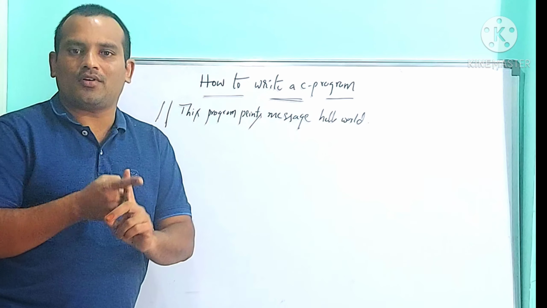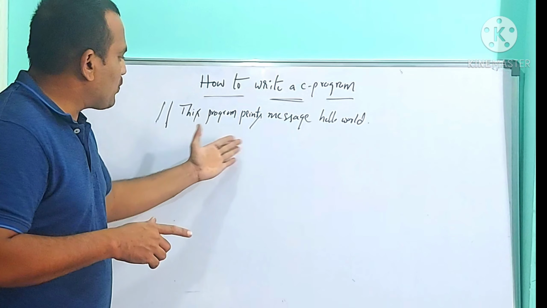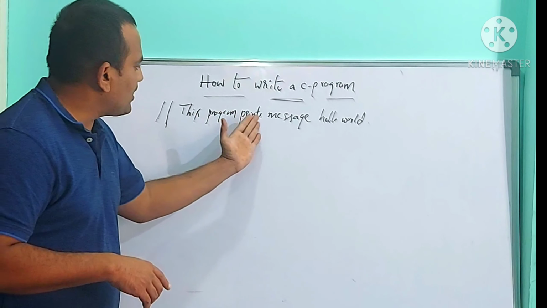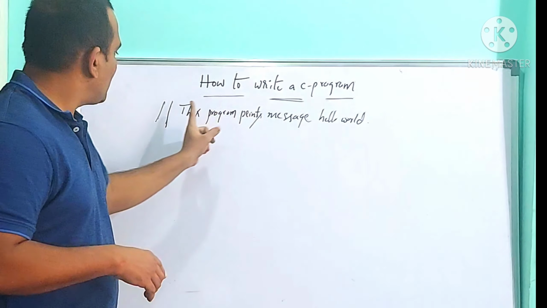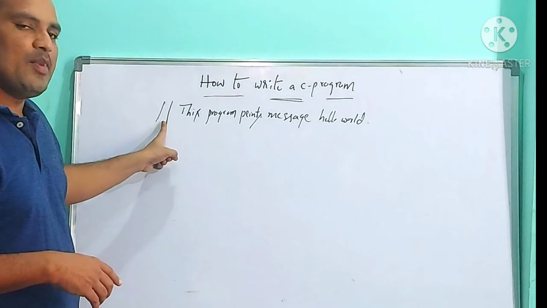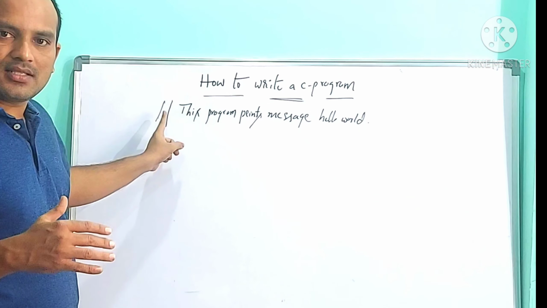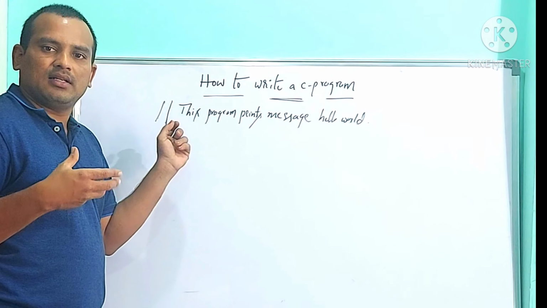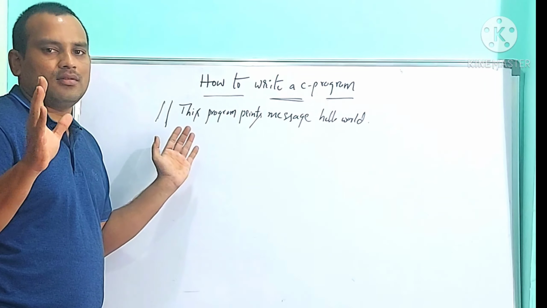This is the first part we need to remember while writing a C program. In this program I am going to print the message hello world. That's why I have written, this program prints message hello world. So it contains only a single line. We can use a single line comment, which starts with the double slash. In the previous class, lecture number 7, we already discussed in detail the structure of a C program. You have to follow the structure.